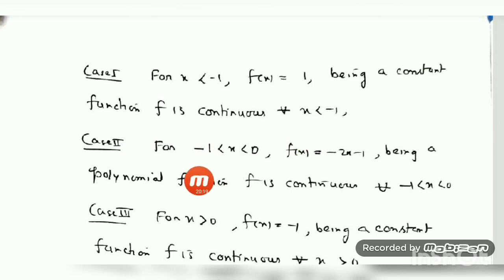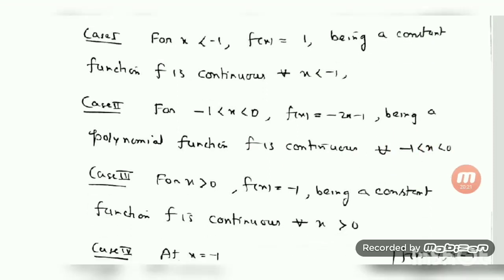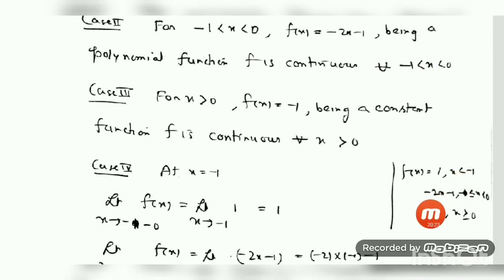Then I'll consider the next interval, minus 1 and 0. In between minus 1 and 0, case 2, the function is defined by minus twice x minus 1, which is a polynomial function. So being a polynomial function, f is continuous for all minus 1 less than x less than 0. Then the next case is for x greater than 0. So for x greater than 0, the function is defined by minus 1. It's again a constant function. So the function is continuous for x greater than 0.